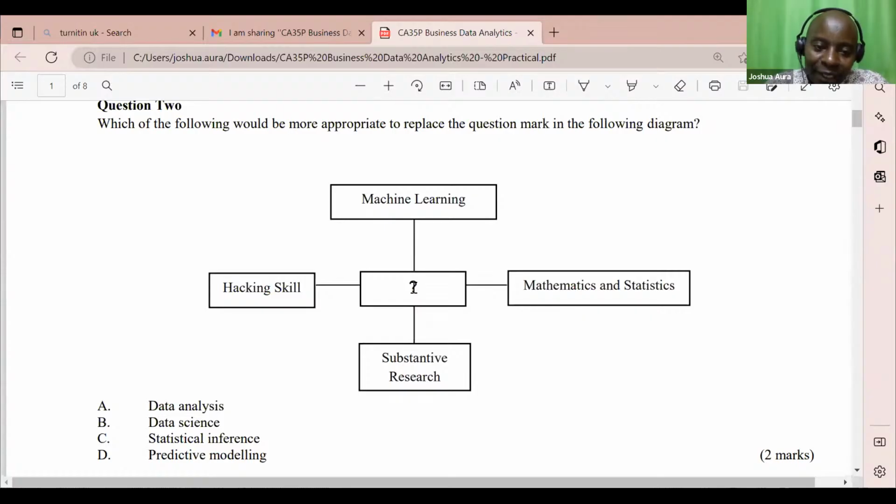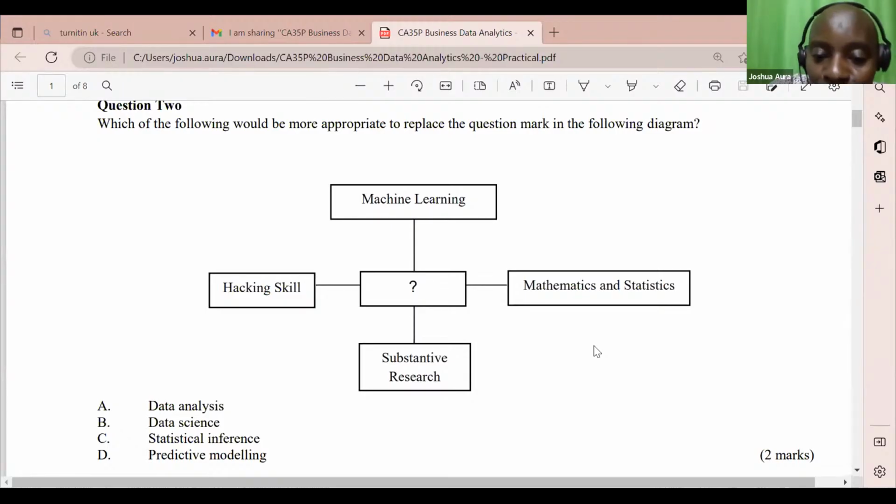Is that a description of data analysis? Is it a description of data science? Is it statistical inference, which is about statistics? So C, I'll eliminate C. Predictive modeling, of course, I'd also mentioned something to do with predict. So it can't be. So it is between A and B.